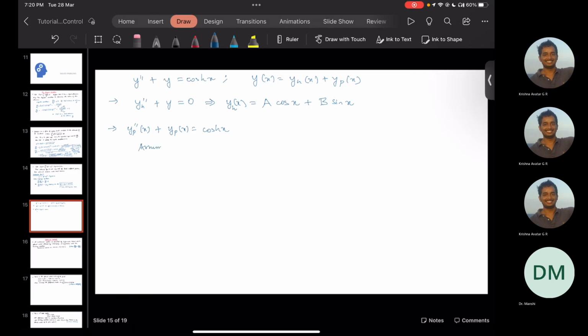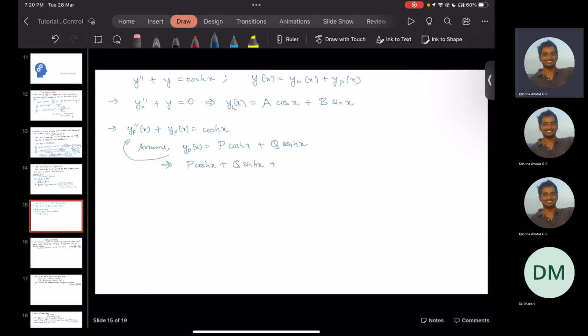Now what we'll do is we'll assume a particular form of the equation as yp is equal to p into cosine hyperbolic x plus q into sine hyperbolic x, right? Upon substituting this to here, what we have is p cosine hyperbolic x plus q sine hyperbolic x plus p cosine hyperbolic x plus q sine hyperbolic x is equal to cosine hyperbolic x, right? And then with this, what we have is 2p cosine hyperbolic x plus 2q sine hyperbolic x is equal to, not 0, is equal to cosine hyperbolic x, right?